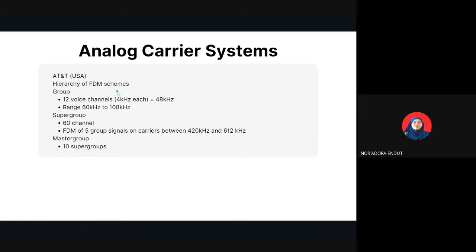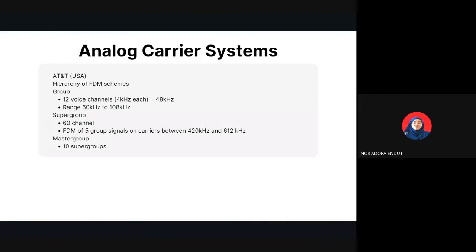Hierarchy, so dia kumpulkan, okay, kumpulkan apa? Dia kumpulkan the voice channel, contohnya line telefon daripada individual houses. Dia kata kita buat group yang standard: 12 voice channels having the bandwidth of 4 kHz each. This will make a total of 48 kHz, dan kita gunakan frequency range ini, 60 to 108 kHz. Setiap group akan hanya allocate frequency range untuk 12 voice channels.